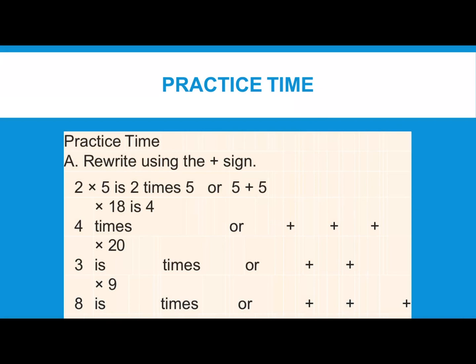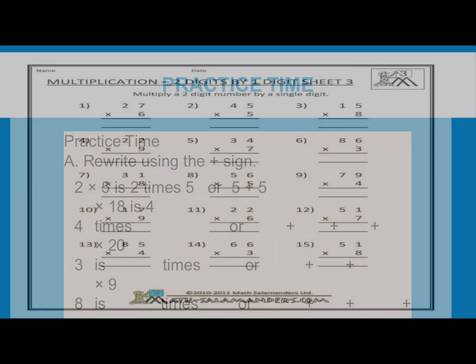Another practice time for you. Rewrite using the plus sign here. 2 into 5 is 2 times 5, or 5 plus 5, how many 5s will be there? Then 4 into 18 is 4 times. Okay, so write down here: 4 times 20, how many will it be? 3 times 9. Okay, so this way you have to do it.